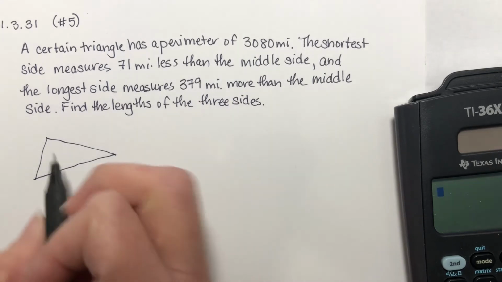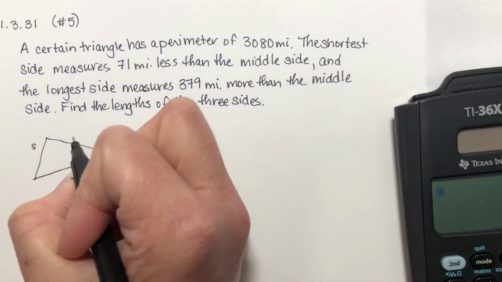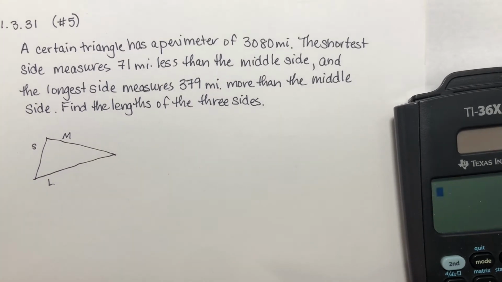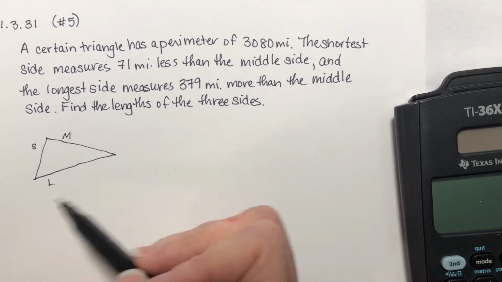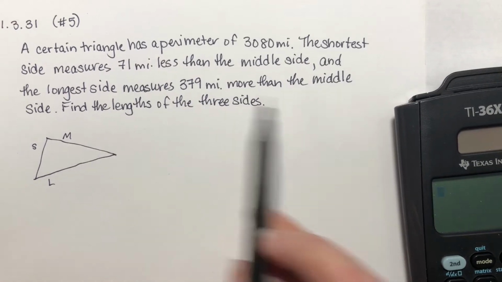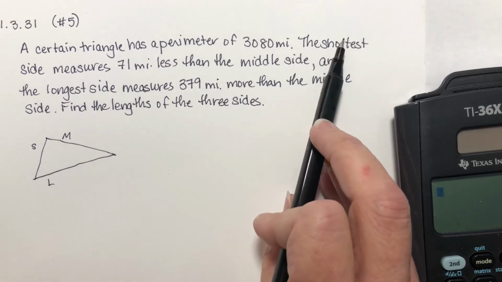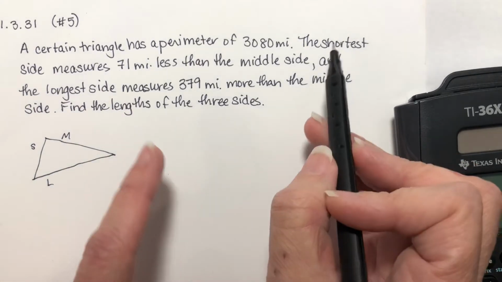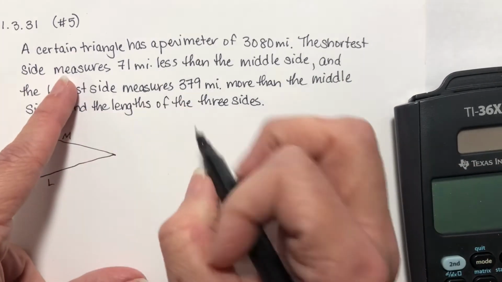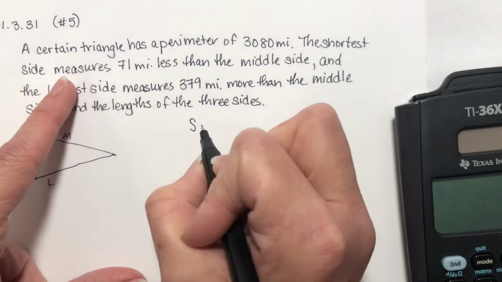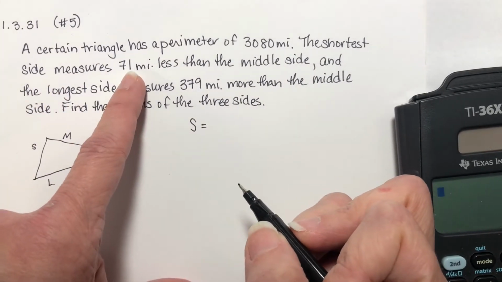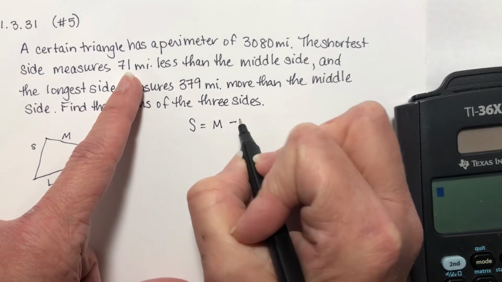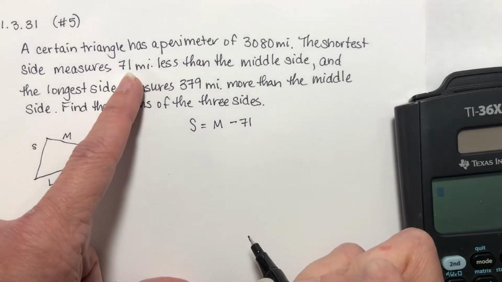Okay, now the way I've drawn it, this is the short side, this is the middle side, and this is the long side. Okay, one of these needs to be x. And one way to do that when you have things like this, I'm going to use S for short, M for middle, and so on, okay? The shortest side is 71 less than the middle side. So I would take the middle side and I'm going to subtract 71, okay?